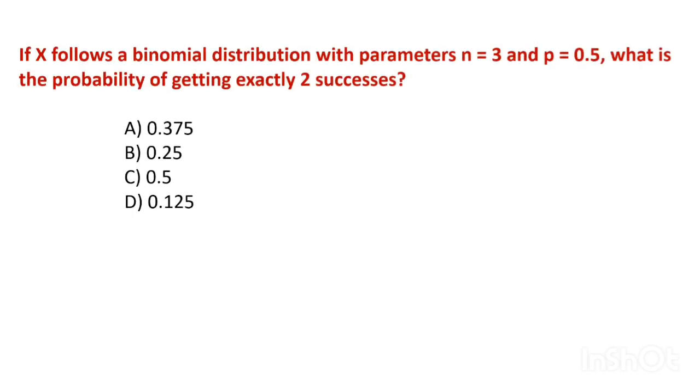If x follows a binomial distribution with parameters n is 3, p is 0.5, what is the probability of getting exactly 2 successes? We have the binomial probability formula. Probability of x equals 2. Getting exactly 2 successes means 3C2 into (1/2) to the power 2 into (1 minus 0.5) to the power 1, that gives us 0.375. The correct answer is option A.